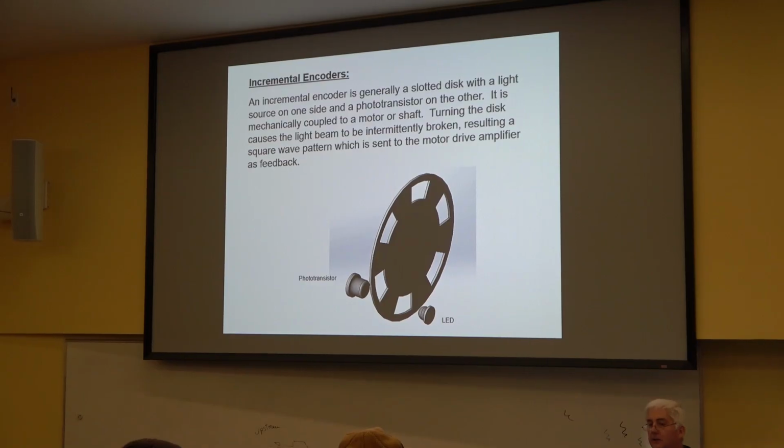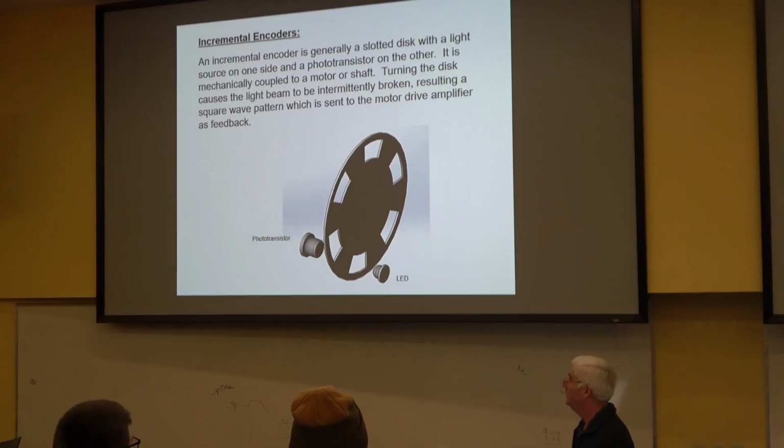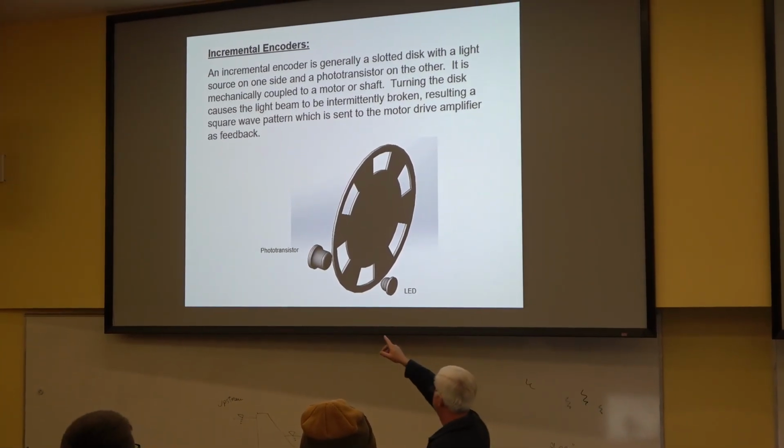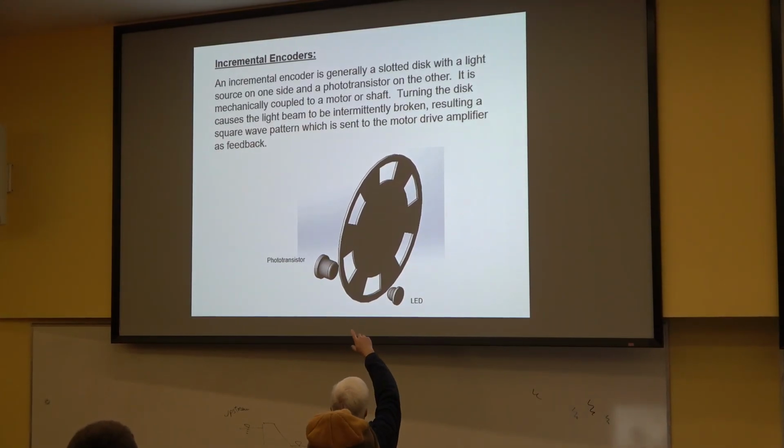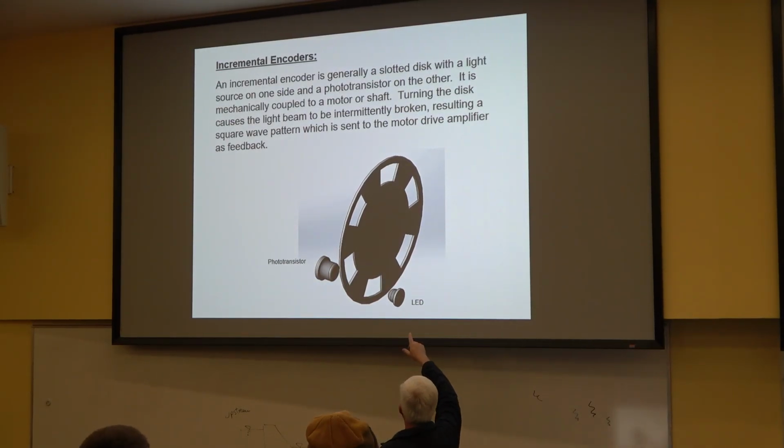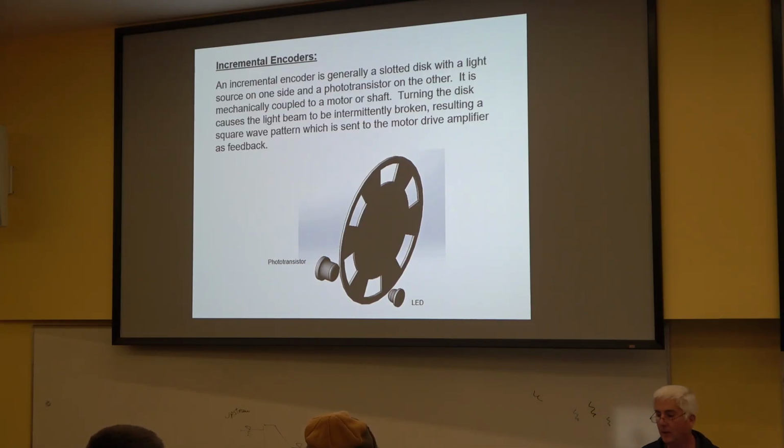So the basics of an encoder. You got a little phototransistor, just like we had with the fan. You got a slotted disc, and you got a light source. Laser, LED, white light, don't care. Some light source. So as that wheel turns, the phototransistor is going to be switched on and off, and you'll get a square wave pulse train coming out.